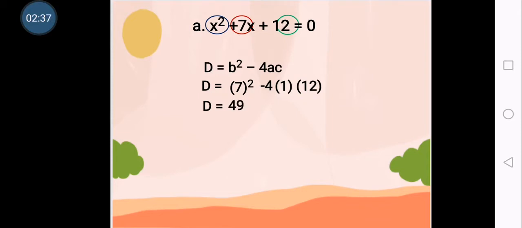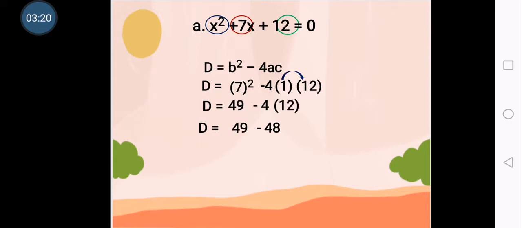Wag pong kalilimutan, kapag naka-exponent, imumultiply po natin sa sarili niya ang base, hindi po sa exponent. So, dapat ay 7 times 7 equals 49. Kasi pag ang ginawa nyo is 7 times 2, so yan ay magiging 14, which is mali. Minus 4. Unahin po muna natin ang product ni 1 and 12. So, 1 times 12 is positive 12. So, discriminant is equal to 49. Negative 4 times positive 12 is negative 48.